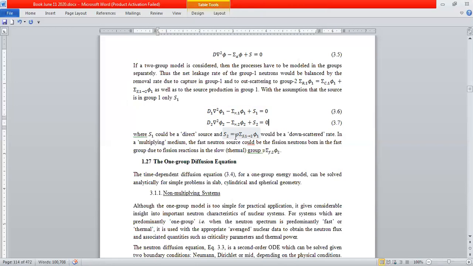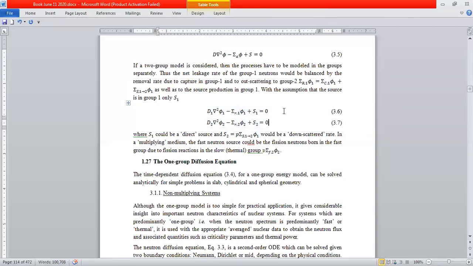So p is the resonance escape probability, and if you remember, I think it was lecture 2 or lecture 3, where I took you through the 6-factor and the 4-factor formula. So in the 6-factor formula, I showed you precisely where the resonance escape comes in. If you've forgotten that, please go back to lecture 2 or lecture 3. Look at the cycle. So this is S1, the direct source. This is S2. Now what do I have over here?